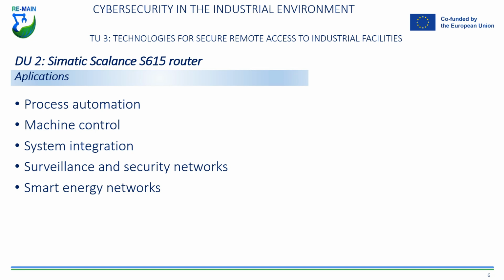Smart energy networks. The Scalance S615 can also be used in smart energy network applications, such as managing power grids and monitoring environmental conditions. The router enables connectivity of power grid sensors and control devices and provides real-time data for network monitoring and management. Additionally, its virtual network (VLAN) management capability enables network segmentation, helping to improve the efficiency and security of the electrical grid.